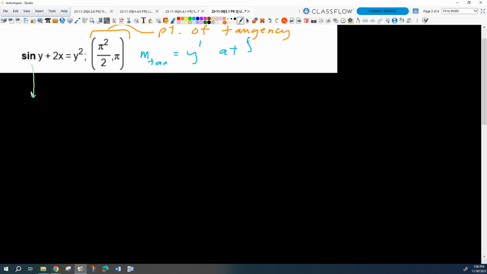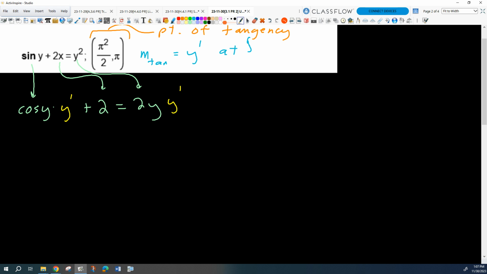Yeah, the derivative of sine y with respect to x. Well, the derivative of sine is cosine, so cosine y times y prime. Okay, good. Plus, how about that one? What's the derivative of 2x with respect to x? 2. Equals, how about that one? There you go. 2y times y prime.